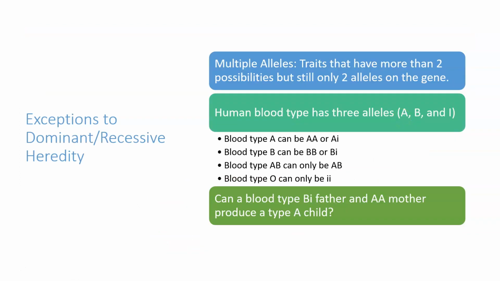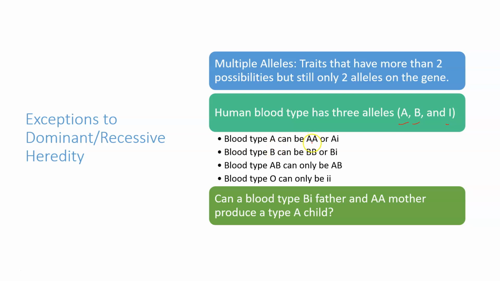These are traits that have more than two possibilities, but still only two alleles will be present on the gene. So human blood type is an example of this. There are 3 different alleles. Instead of a dominant and recessive situation, we have a different mixture. We've got an A allele, a B allele, and an I allele. Sometimes it's written as an O allele as well, so you might see it written a little differently.